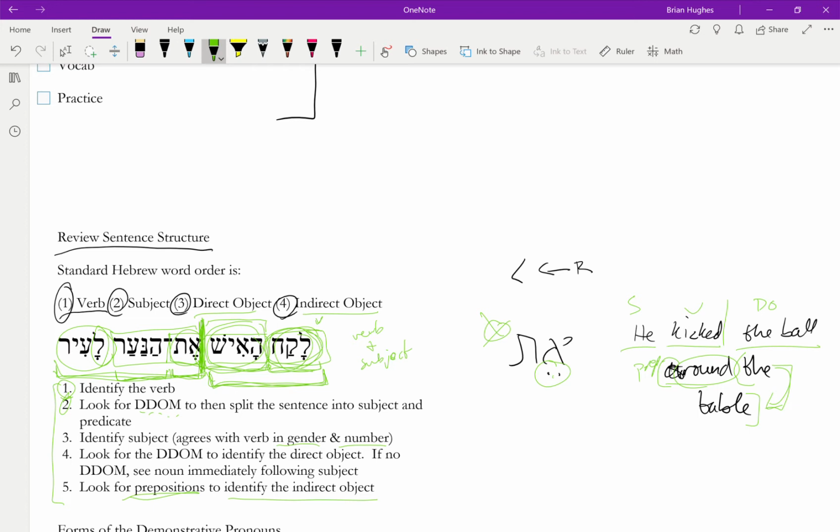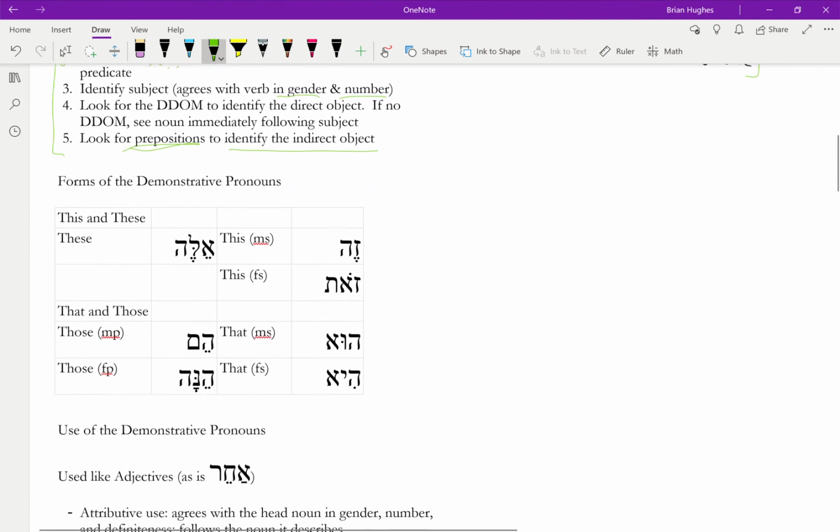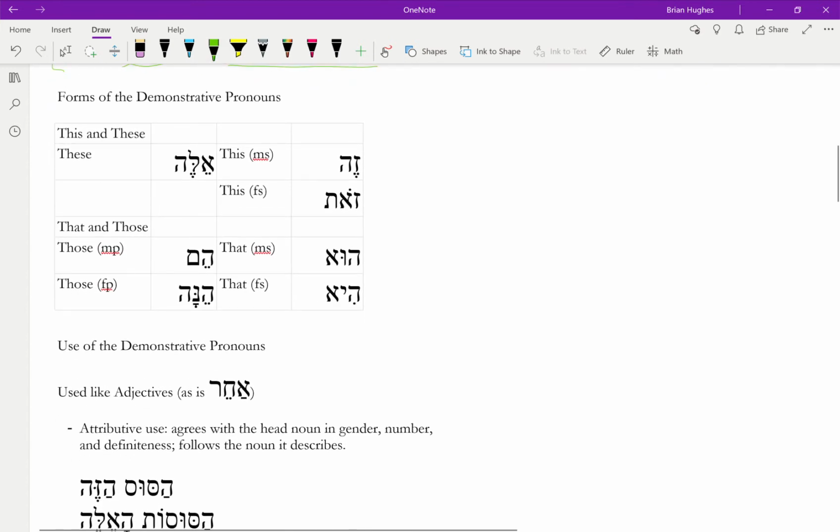So again, most of you have a system that you're using, but this is just a system of review, or perhaps maybe picking up a few things for help. All right, let's talk about the forms of the demonstrative pronoun.